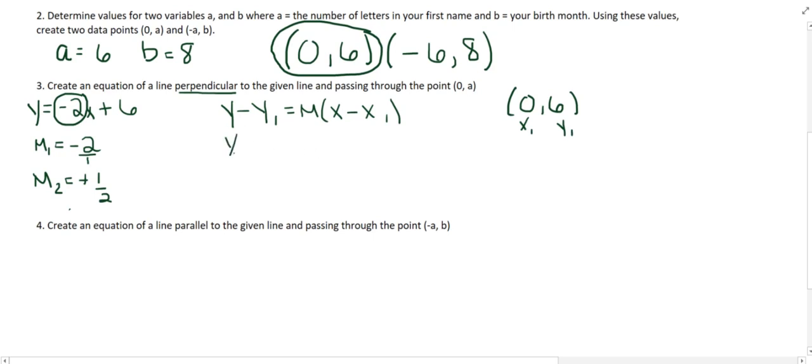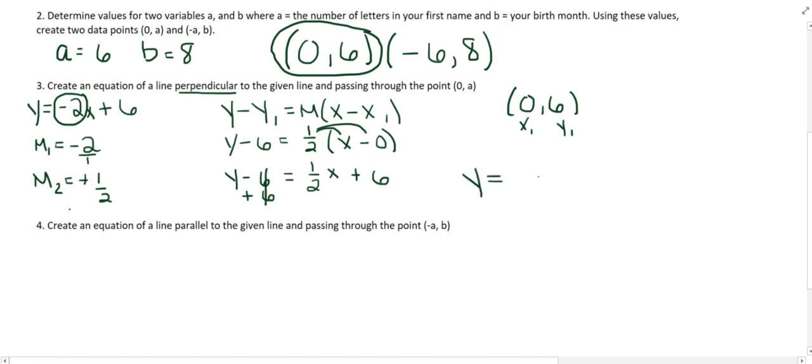So I'm going to go y minus my y1, 6. M is going to be this 1/2. And then x minus my x1, 0. Then I'm going to work this out to solve for y. So I'm going to go 1/2 times x, 1/2 x, 1/2 times 0, 0. I don't even need that there. Then y minus 6 comes down. And then I'm going to move this minus 6 over to the other side, so it's going to come over here. I'm going to get the equation of the line perpendicular is y equals 1/2 x plus 6.